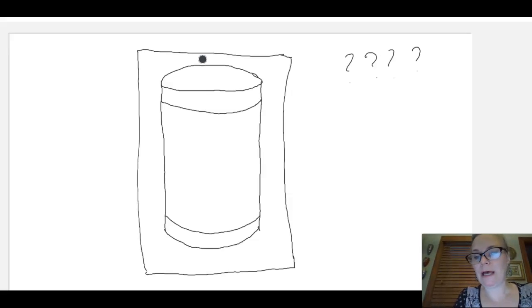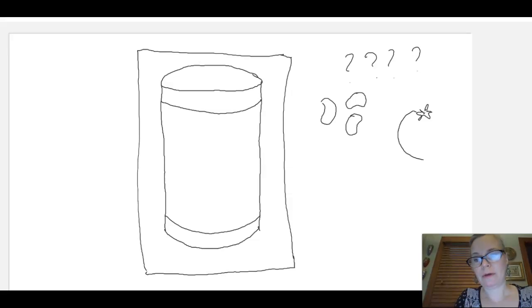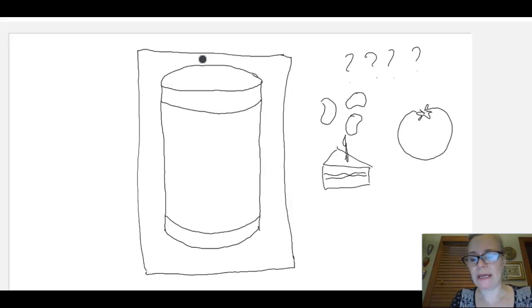So it could be a can of something that you might actually find in your pantry. It might be a can of beans. It might be like this can right here. That one has a picture of a big fat red tomato on it. Or it could be something that you wouldn't normally find in a can. It could be a can of birthday cake. Would you eat birthday cake that came in a can? I don't know about that. So you can be silly with what's in your can.